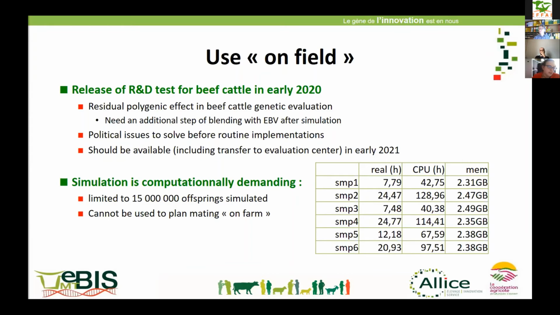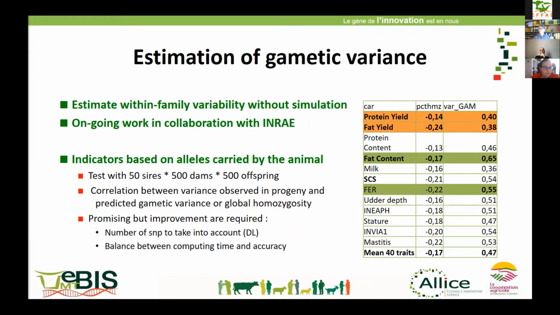So that's why we try to have a proxy to estimate gametic variance. This is ongoing work in collaboration with INRAE and Didier Boichard. So we did a first test using a simulation based on 50 sires, 500 dams, and 500 offspring.